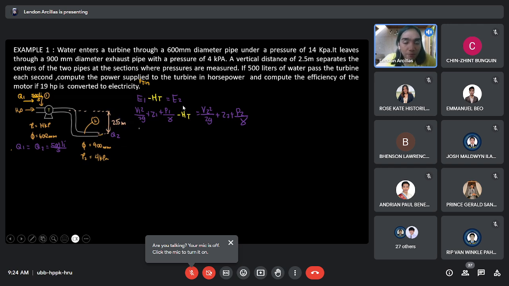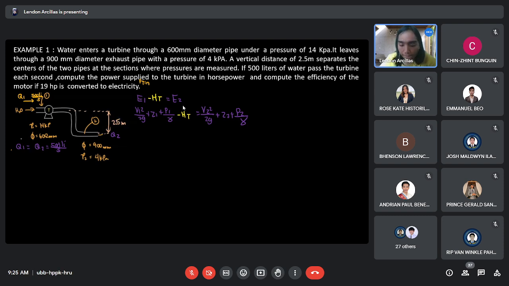As you can see, wala pa tayong velocities. And ang binigay lang dito is yung discharge or the volume flow rate. And we know that the velocity can be solved using the volume flow rate over the area of the pipes. Let's solve first the V1, velocity 1 and velocity 2. So velocity 1 from the formula Q1 is equal to A1 V1. So, V1 is Q1 over A1. Okay? So, Q1 natin is 500 liters per second.